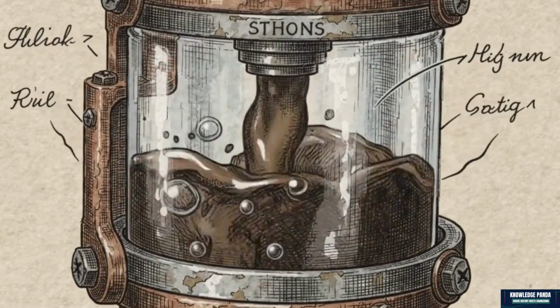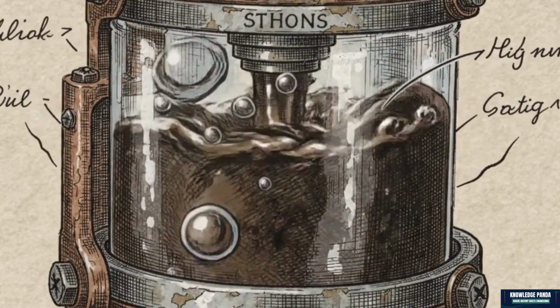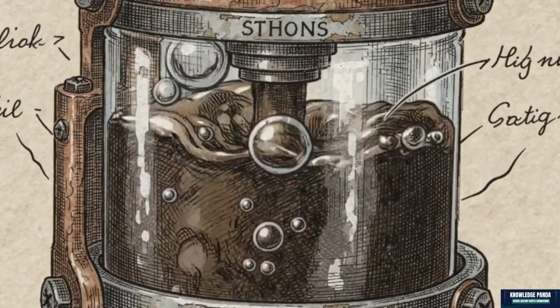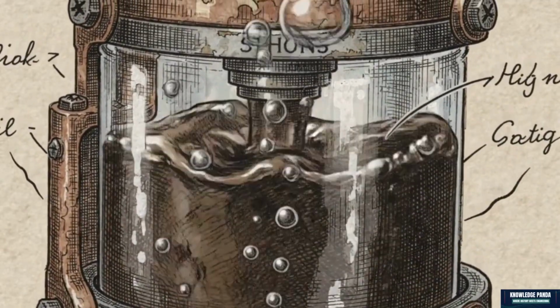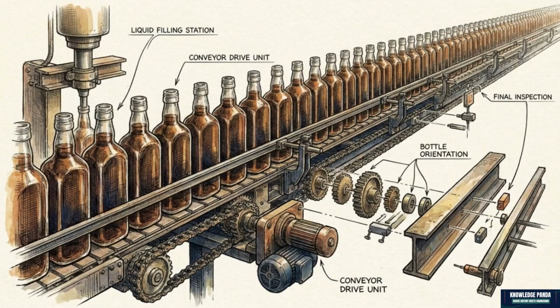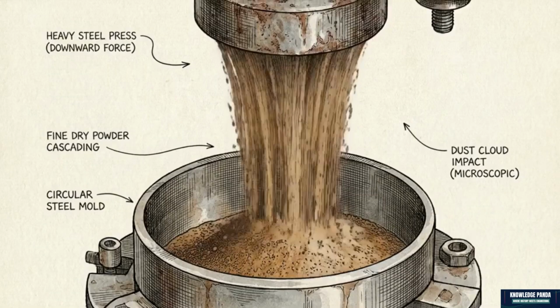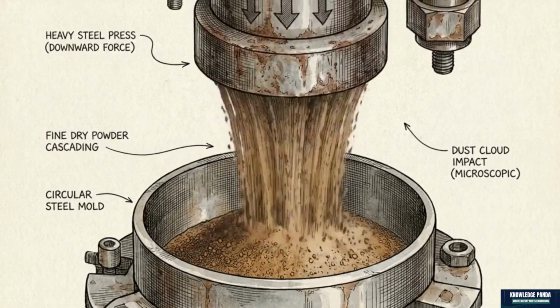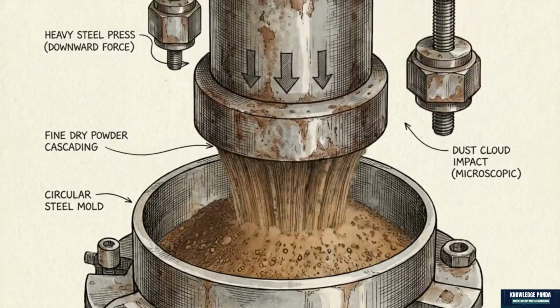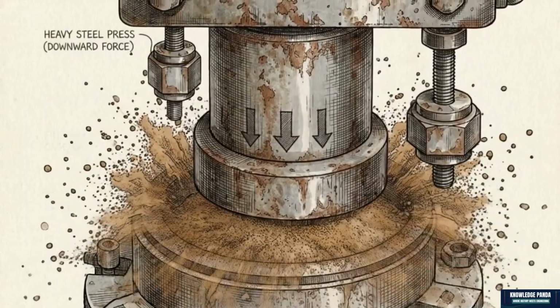Mass-producing a commercial beverage requires pouring millions of liters of liquid every single day. Yet within that massive volume, every individual bottle must contain the exact same chemical composition. In the case of aqueous energy suspensions, the factory relies on continuous flow fluid dynamics. Conversely, producing solid herbal digestive compounds requires batch process solid-state mechanical compression.